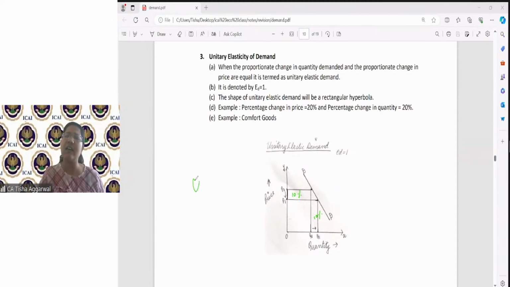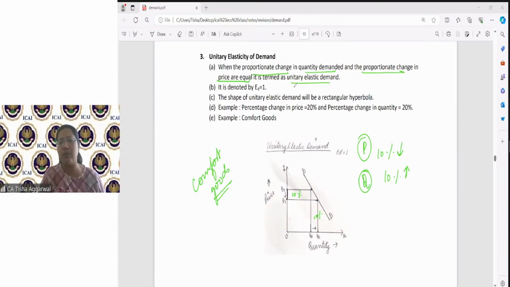These are generally the comfort goods. In comfort goods, if the price falls by 10%, I will increase my quantity by 10%. So the price falls by 10%, the quantity also increases by 10%. When the proportionate change in quantity demanded and the proportionate change in price are equal, it is known as unitary elastic. Here, unitary elasticity means ED is equal to 1.